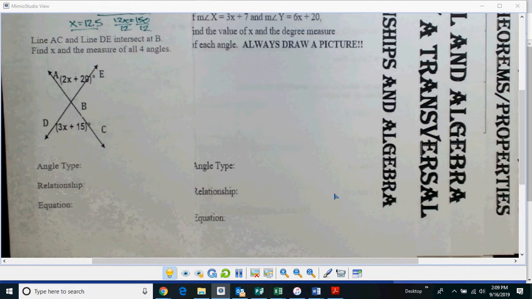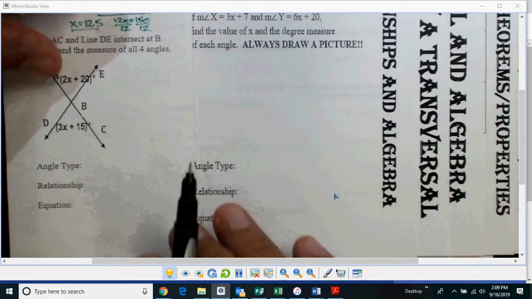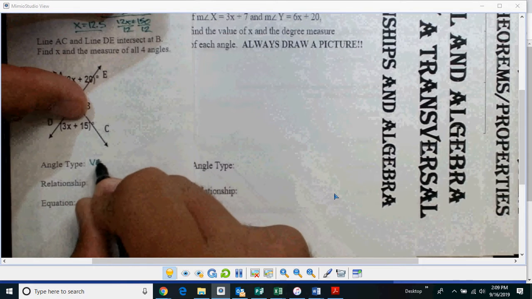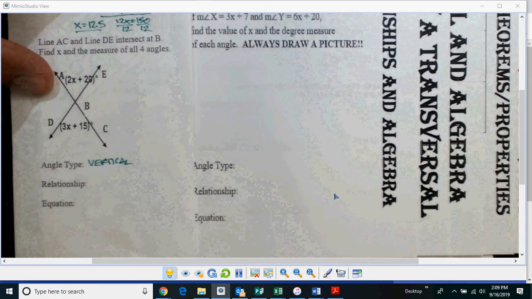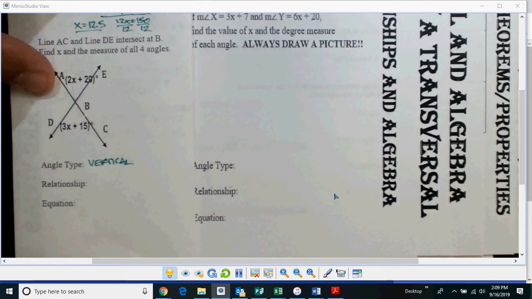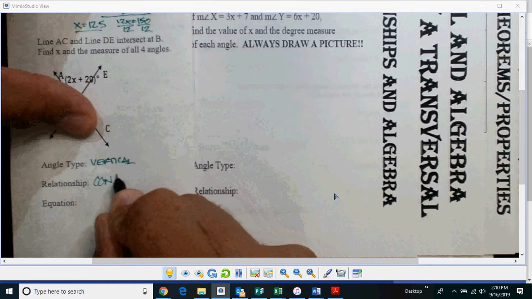All right, next. AC and DE intersect at B. Find x and the measure of all 4 angles. What type of angles do I have here? These are vertical. What is the relationship with vertical angles? They're congruent.